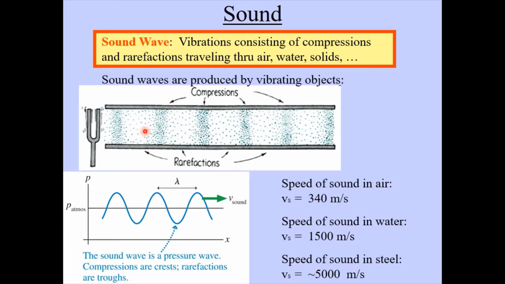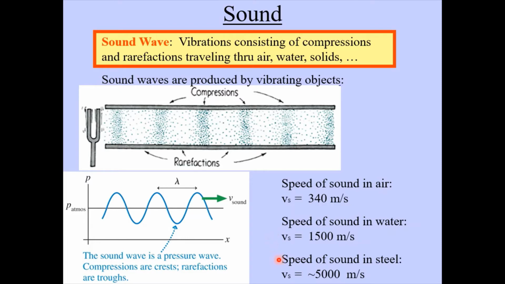The speed of sound: how fast do these compressions and rarefactions move? Well, this is called the speed of sound. In air at room temperature and sea level, the speed of sound is about 340 meters per second. In water, since the water molecules are closer together than they are in air, the sound can transfer from molecule to molecule much more quickly. Therefore, the speed of sound in water is much higher. It's about 1,500 meters per second.